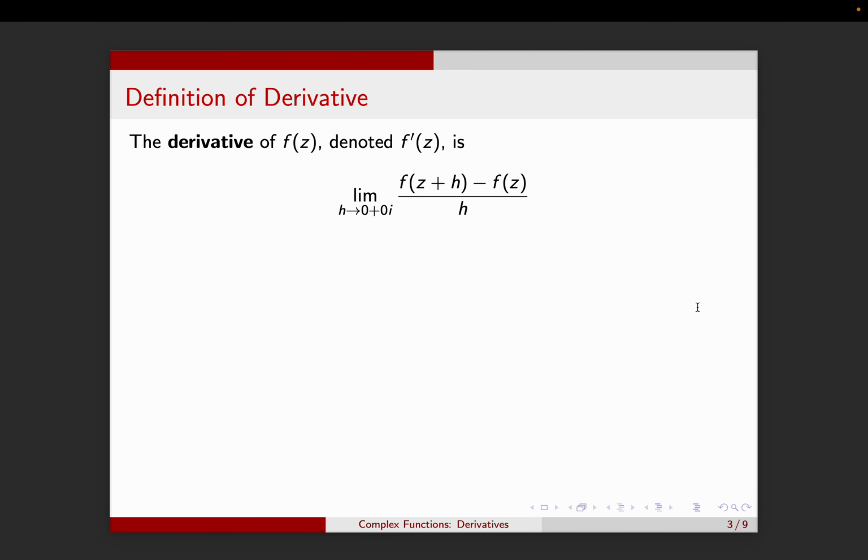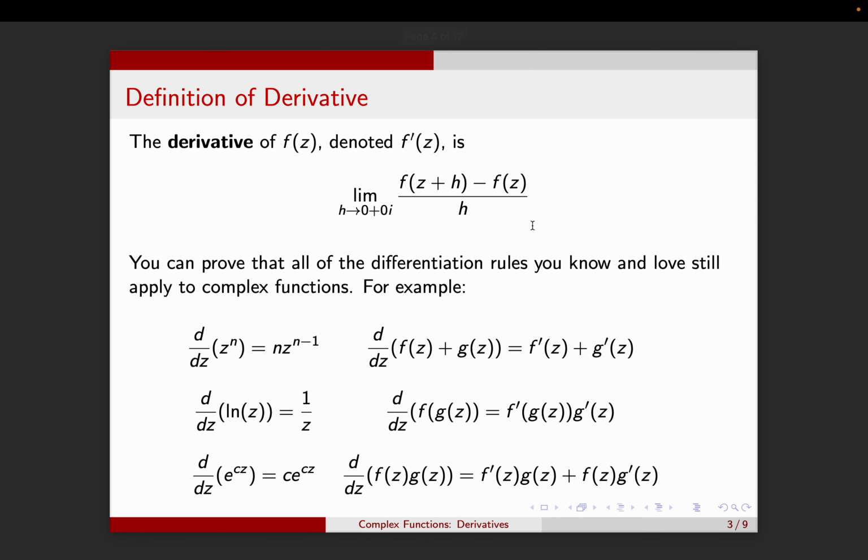So what is the derivative of a complex function? Hopefully this looks very familiar to you. This is the definition of derivative exactly as you saw it in Calculus 1, except this is a complex number here. So as h approaches 0, the complex number, and z is a complex number. But this is exactly what you would write down if all you remembered was the Calculus 1 definition and you had to make a guess what the complex definition would be. This is the only sensible thing to write down.